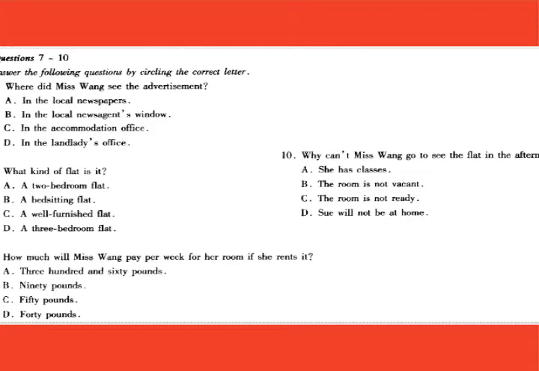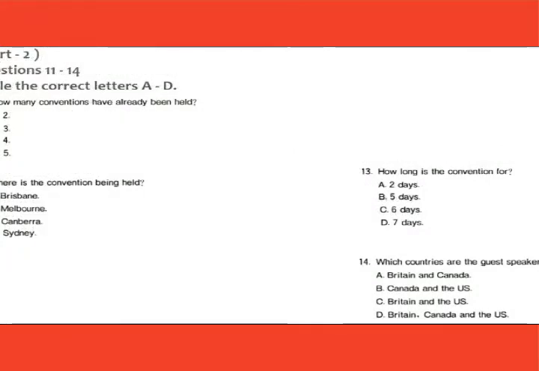That is the end of part 1. You now have half a minute to check your answers. Now turn to part 2. Part 2. You are going to hear the President of the Australian Retailers Association give his welcome address at a convention. First, you have some time to read questions 11 to 14.